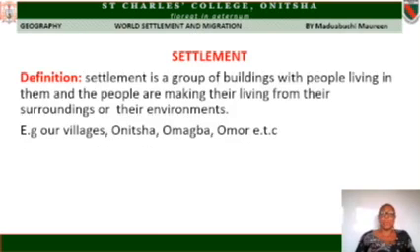Settlement definition. Settlement is a group of buildings with people living in them, and the people are making their living from their surrounding or their environment. Examples of settlement: our villages, Onitsha, town, etc. These are examples of settlements.